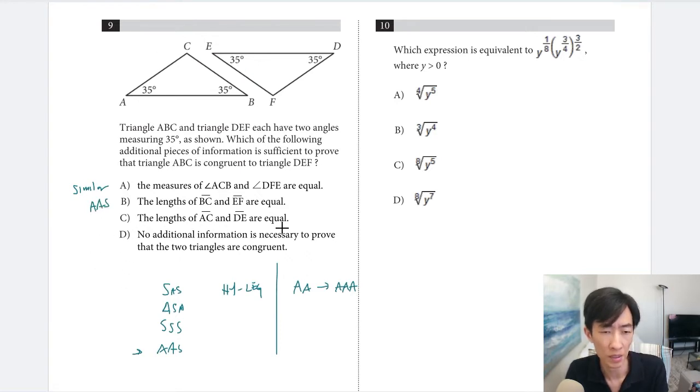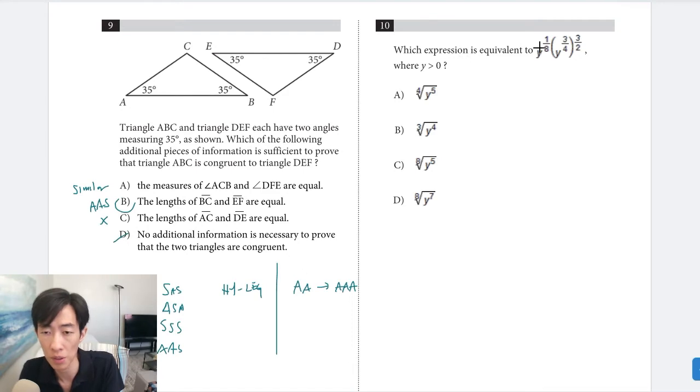The length of AC and DE are equal. So notice what's going on here. These are not corresponding sides because you've got this side on the first triangle is outside of the 35-degree angles, and this side ED is between the 35-degree angles. So this doesn't prove anything for choice C. And choice D, no additional information is necessary to prove that the 2 triangles are congruent. So that is not true because by having angle, angle, all we know is that they are similar. So we're going to need some sort of a side to prove that they are congruent.